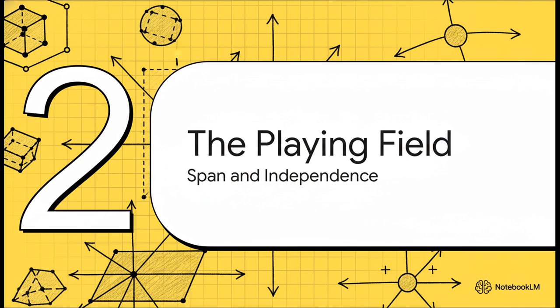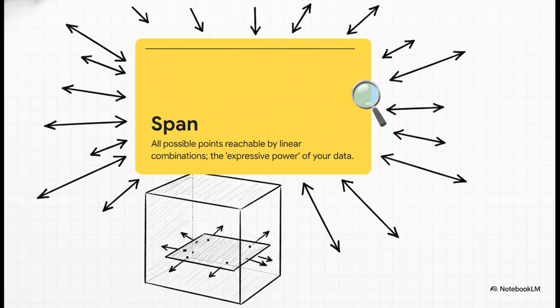Well, that leads us to the playing field itself, and this field is defined by two huge ideas, span and linear independence. Span is all about reach. It's the collection of every single point you could possibly get to by mixing and matching your vectors. In the world of AI, we call this the expressive power of your data. Think about it. If your problem needs a three-dimensional answer, but your features can only span a flat two-dimensional sheet of paper, your model is dead on arrival. It just can't get there.